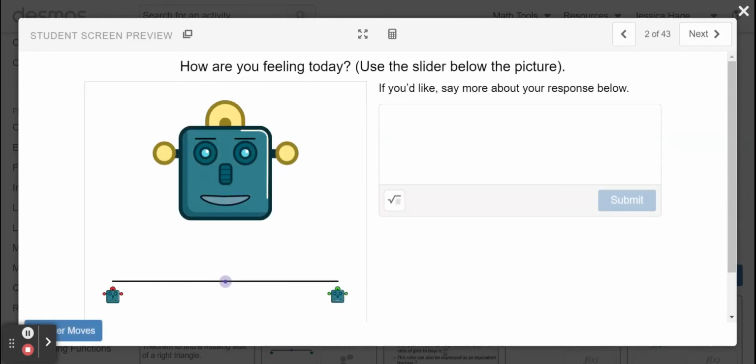Slide 2, how are you feeling today? You can use this slider to let us know that it was a good day, it was an average day, it wasn't a good day. And if you want, you can tell us more about how it's been going for you. If not, make sure you just pick a picture.